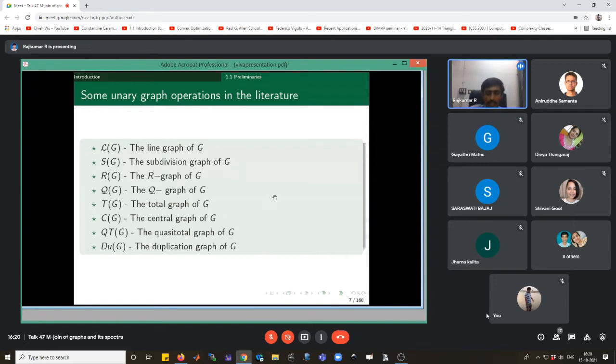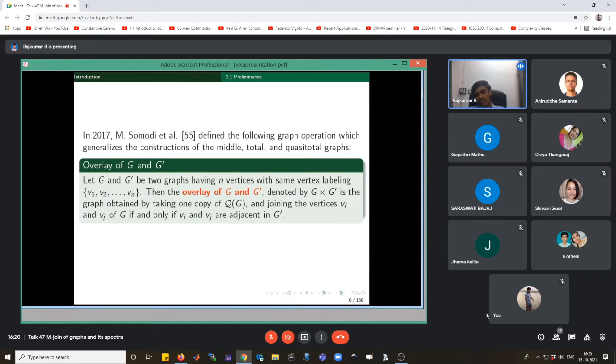Okay, if this is not familiar, then it's no problem. I will provide some more examples there. Within that graph structure, you can see the construction of R graph, Q graph, all these types of graphs.